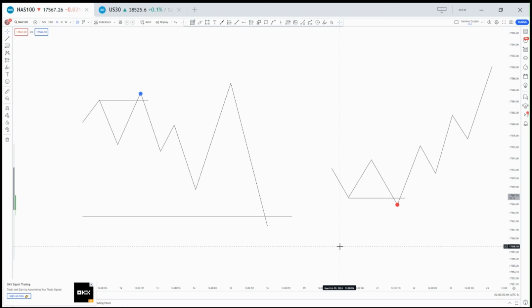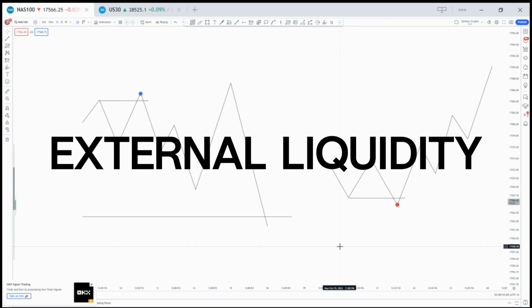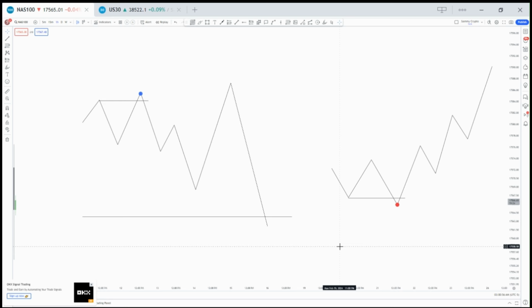Okay, so in this video we're going to be talking about how to find external liquidities. But first, you might be wondering what are external liquidities, because I think I've mentioned it a couple of times now in different videos. External liquidities are the original target of price. That's where price runs to.